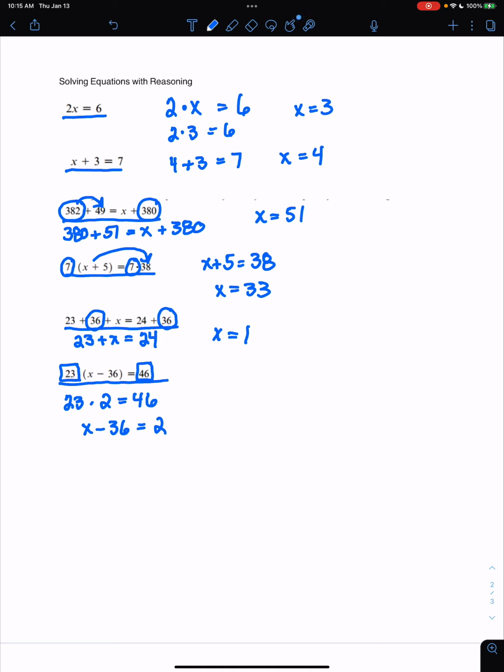So again, I can use my reasoning. This one's a little more complicated, but I can use my reasoning to say something minus 36 is equal to 2. I am going to say that's going to be 38 minus 36 is equal to 2. So sometimes we can just use our brains and use our reasoning to solve equations.